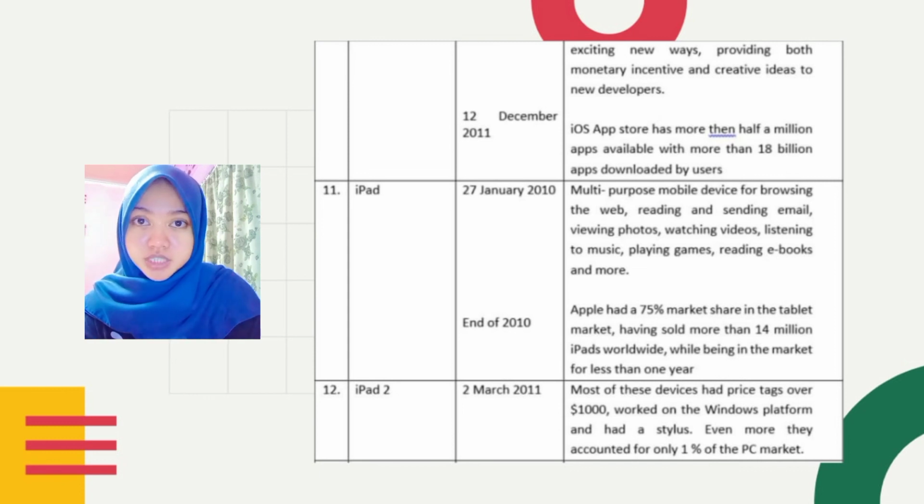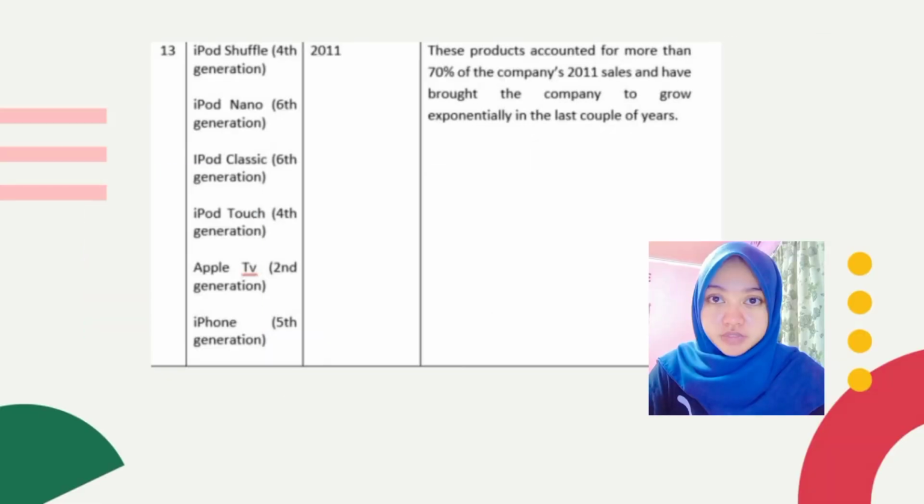A year later, on March 2, 2011, Apple released the iPad 2. The majority of these devices cost more than $1,000, ran on Windows, and included a pen. Furthermore, they only represented 1% of the PC market. In 2011, there are the iPod Shuffle, iPod Nano, iPod Classic, iPod Touch, Apple TV, iPhone, and iPad. These products accounted for more than 70% of the company's 2011 sales and have allowed it to develop at an exponential rate in recent years.